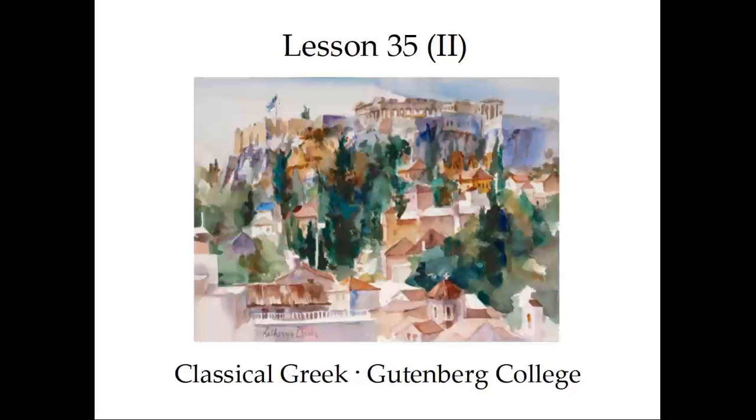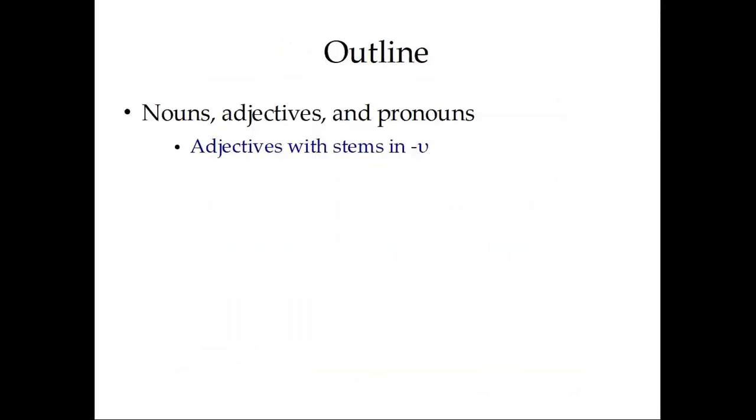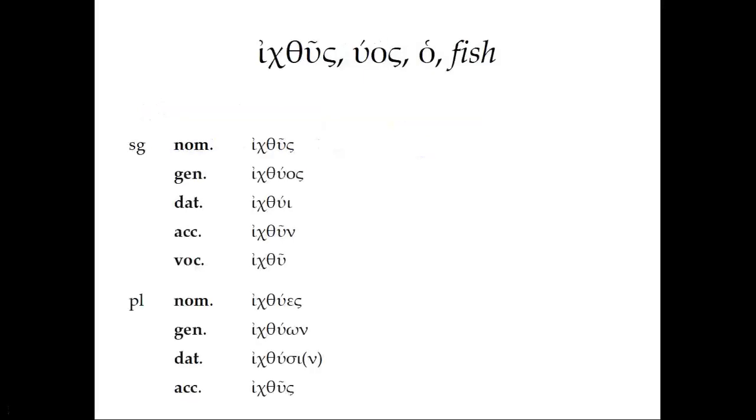Lesson 35, Section 2. In this presentation, we'll be covering adjectives with stems in upsilon. This is the declension of a kind of noun we just looked at, ichthus, fish. And here we see lots of upsilons throughout the declension. We're going to see the same thing in adjectives with stems in upsilon.